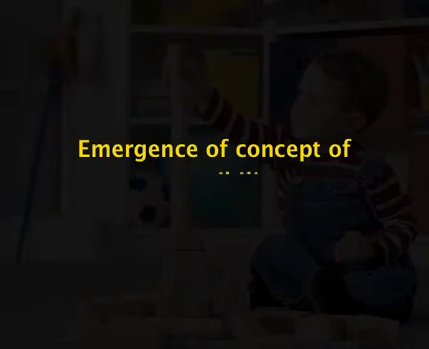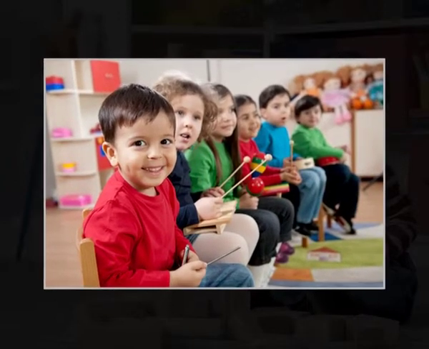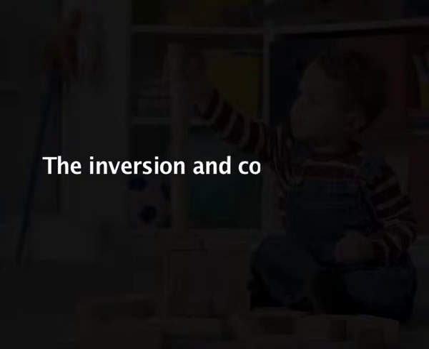Emergence of the concept of reversibility. Children in school age do possess reversible intellectual operations. These children can exhibit reversible mental operations based on two rules, inversion and compensation. The inversion rule states that an operation can always be inverted or negated. For example, 5 plus 2 is 7, 7 minus 2 is 5.